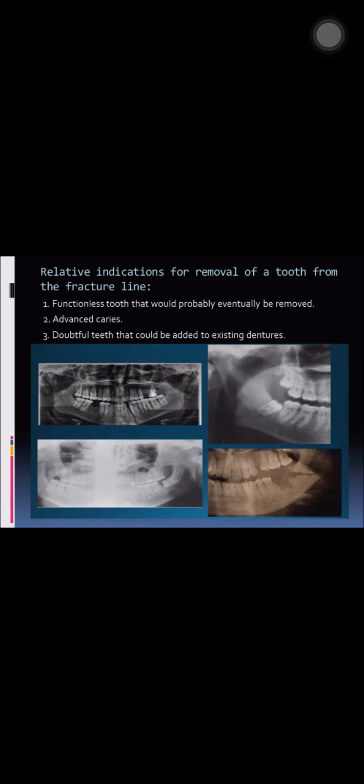Relative indications for removal of a tooth from the fracture line: functionless tooth that would probably eventually be removed, advanced caries, doubtful teeth that could be added to existing dentures. Otherwise, teeth that are structurally undamaged and potentially functional should be retained and antibiotics administered. Teeth in the line of fracture should be followed up for 1 year and should be endodontically treated if there is demonstrable loss of vitality.